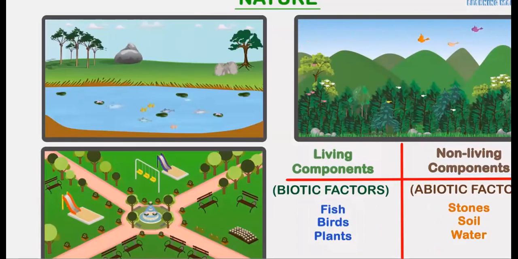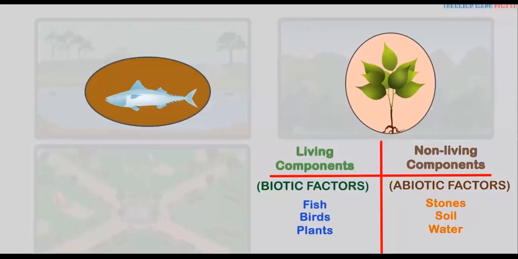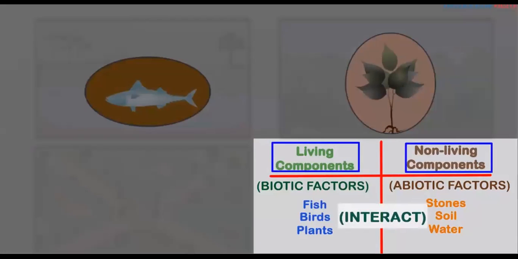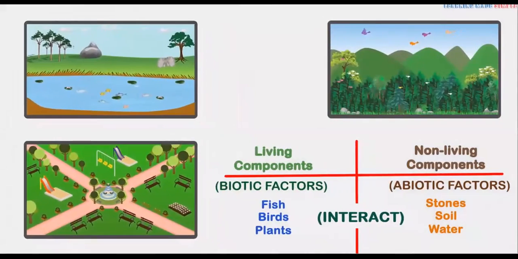But do you think the living organisms can live without the abiotic components? Imagine fish without water or plants without soil. This cannot be possible, and therefore living components interact with the non-living components of the environment. Such an area where the biotic and the abiotic components interact with each other is called an ecosystem.